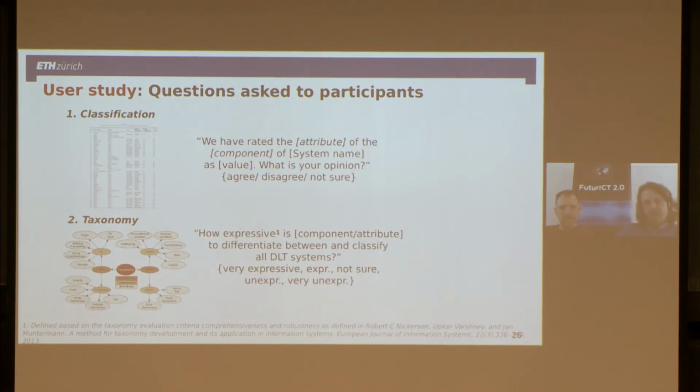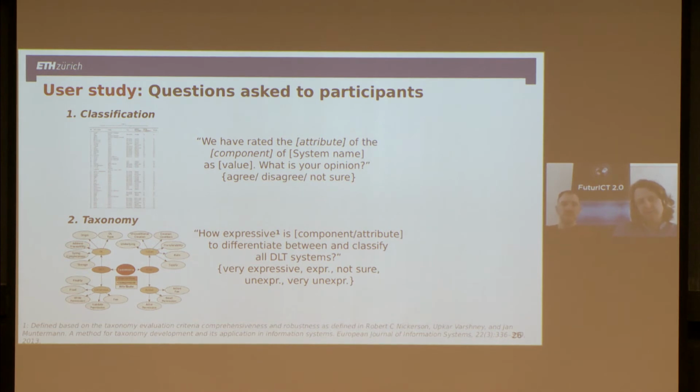The questions asked to the participants. So the survey was divided in two parts. In the first part, participants were asked about their system. So if someone contributed to Bitcoin code or was mentioned on, for example, the Ripple website, we sent them our survey with their system classified, and they could basically agree or disagree with our classification. And in this process, they also learned about the taxonomy.